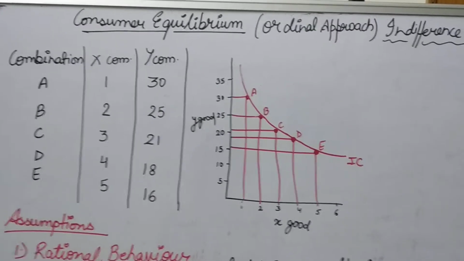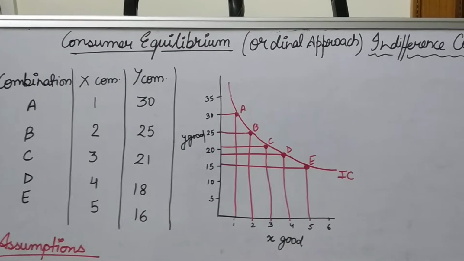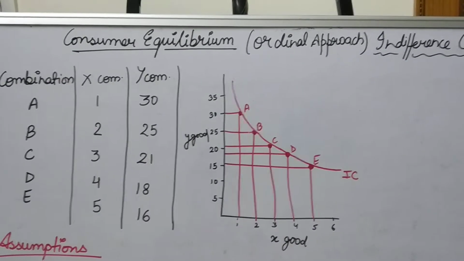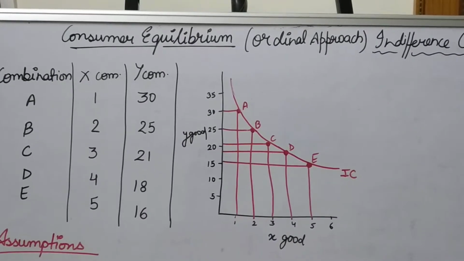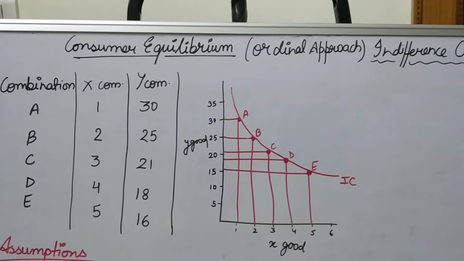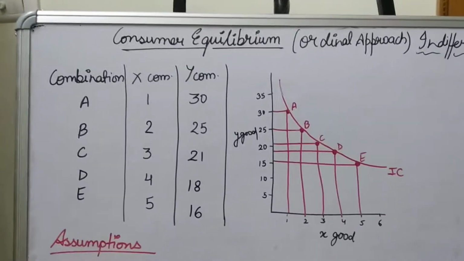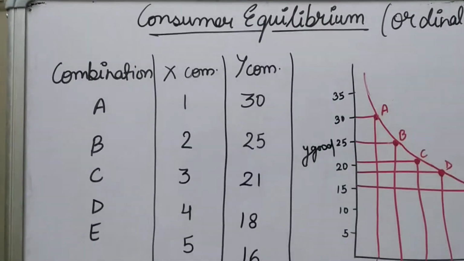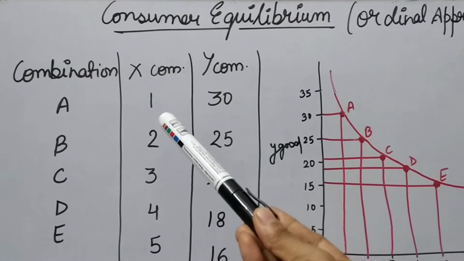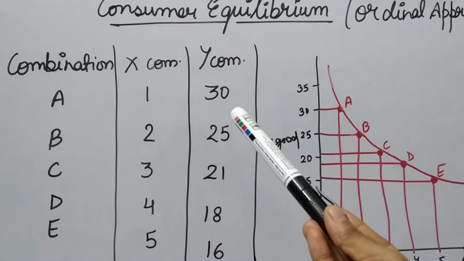According to this theory we are going to keep a few assumptions. First assumption: there are only two commodities in the economy. So the consumer has to spend his money income on two commodities in such a way that he gets the maximum satisfaction with his limited income only. Now we have written a few combinations. First the consumer consumes 1 unit of the X commodity, and at that time he was consuming 30 units of the Y commodity.